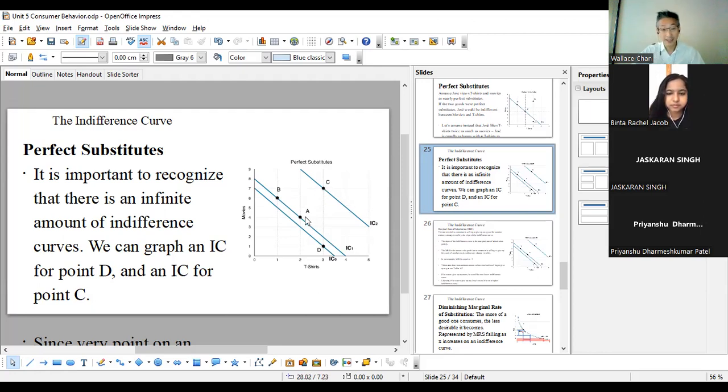Okay, so basically, as you can see, as long as you have one indifference curve, all the points offer the exact same level of satisfaction. But if your indifference curve is being shifted, right? If it is shifted to the right, the level of satisfaction increases. On the other hand, if it's shifted to the left, the level of satisfaction decreases.